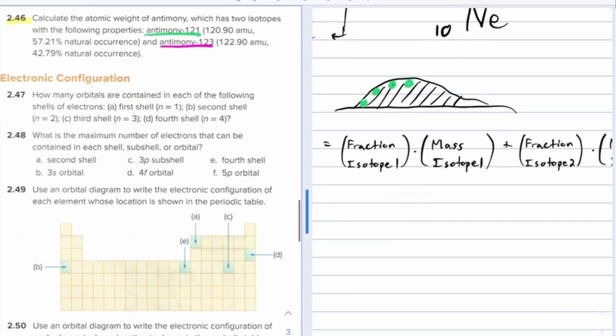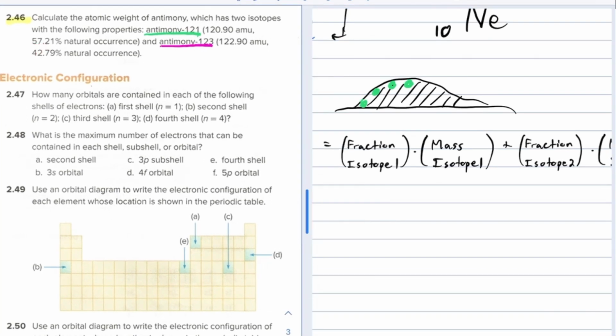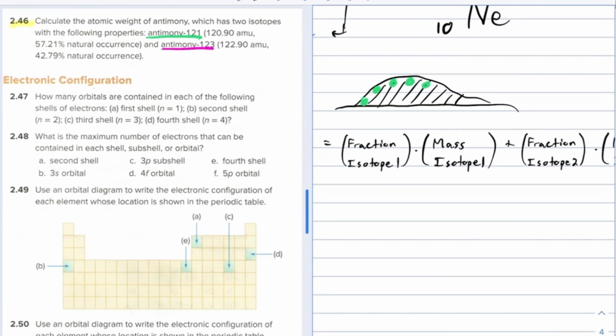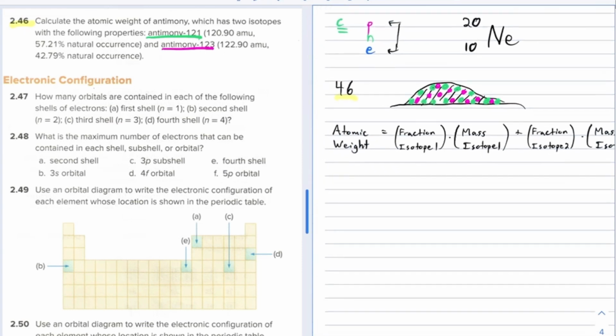57% of them are the 121 type. And the other 42%, or 42.79%, are the 123 isotopes, maybe a tad bit less are 123, and they're all evenly mixed. So any pile of antimony, you're going to have the two different types of isotopes.